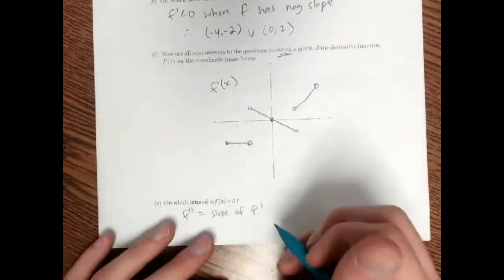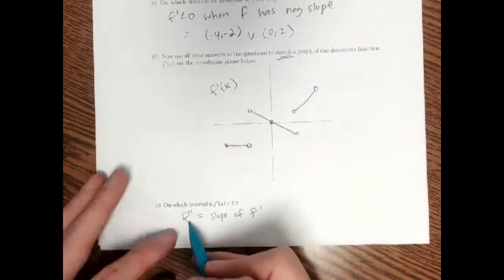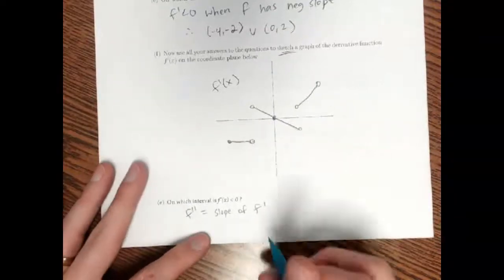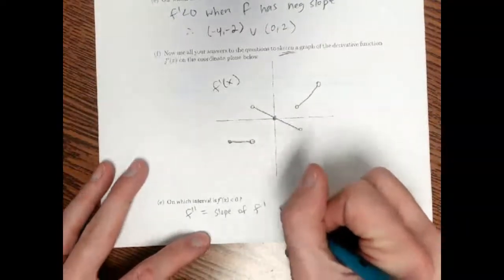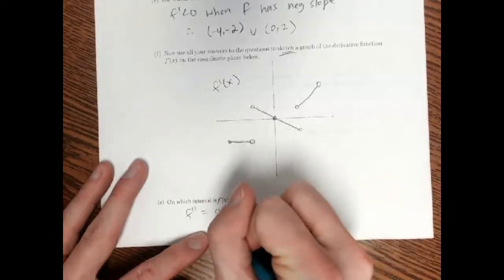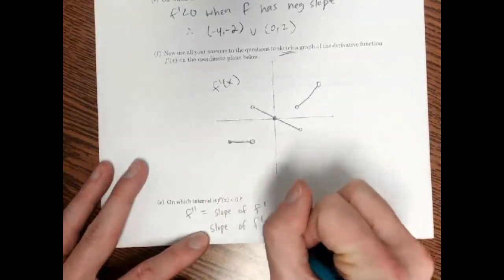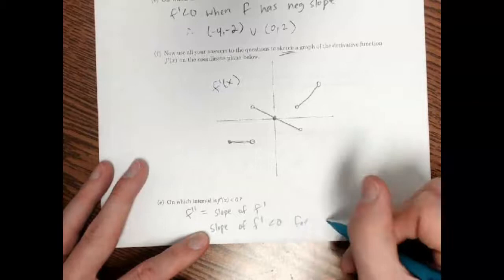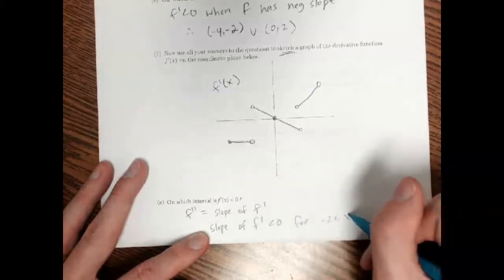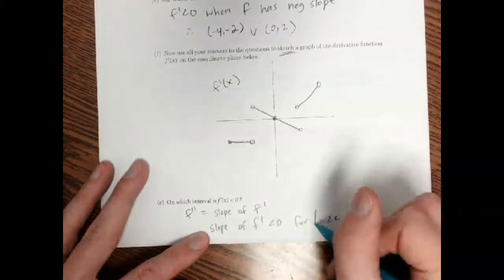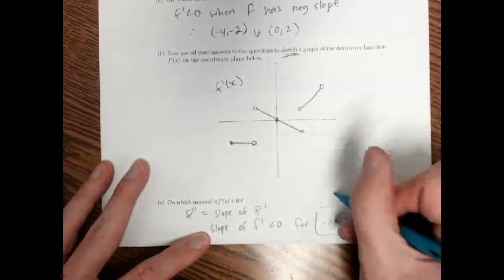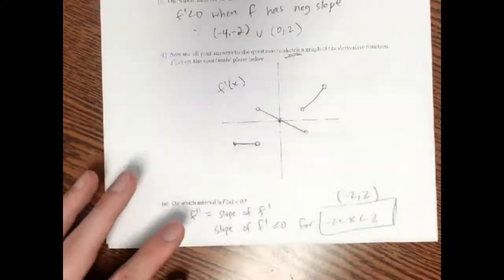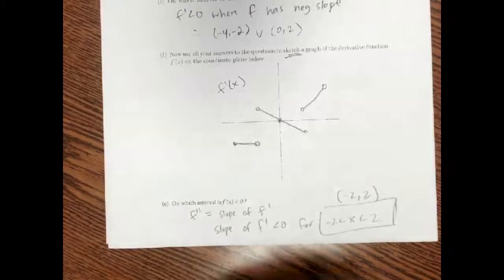Okay, so let's see. F double prime, the second derivative, is the same thing as the slope of f prime. And we know the slope of f prime is negative for the interval -2 to 2. If you wanted to write it in interval notation, there you have it. Okay, I'll flip it over and let's do the next example, example 2.